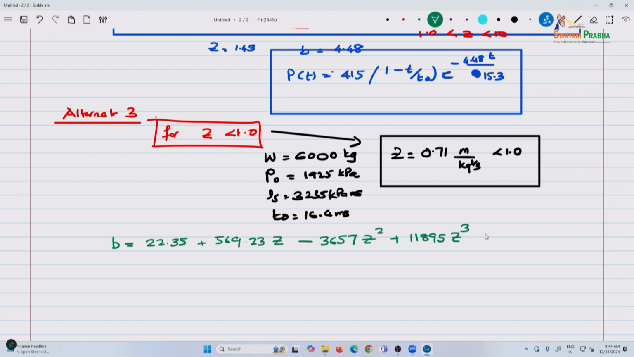I'll just put it without the decimals, Z cubed. Maybe because Z is less than 1, they are going beyond. 22101.2 Z power 4. It keeps going.